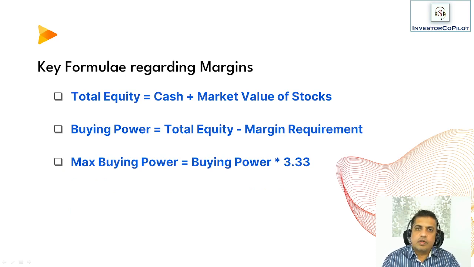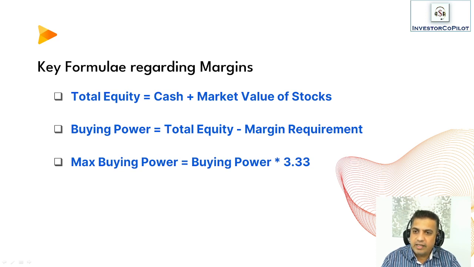Going forward, we have to remember three key formulas regarding your trading account, and these three formulae will tell you basically everything that you need to know about margin and about your standing in the market and your monetary position in your trading account. So you will see all of these terminologies. First is total equity. Total equity is equal to cash plus market value of the stocks, or all the assets, all the holdings that you have.